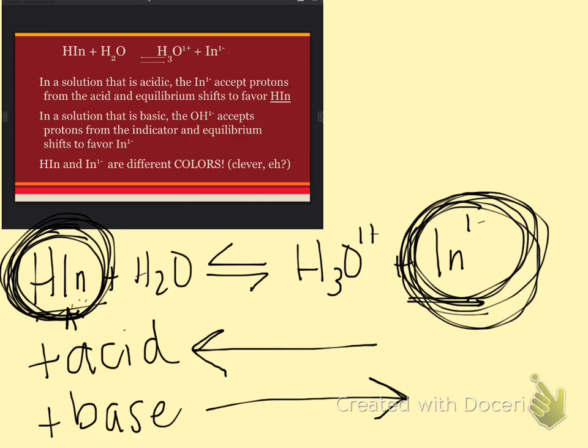The big concept that I want you to understand is why indicators change color. That the indicator and its conjugate are different colors, and depending on which way we shift equilibrium, you're going to see one or the other of those colors. So that's really what I want you to know.